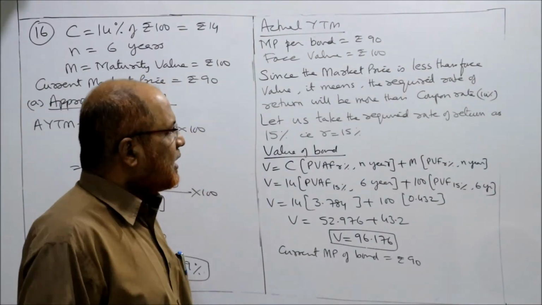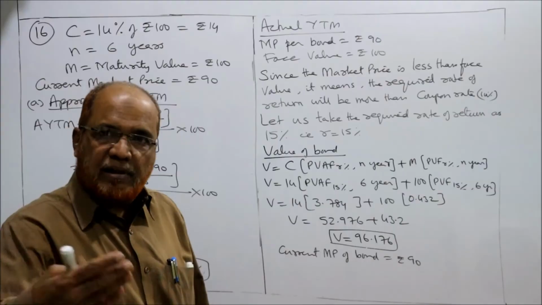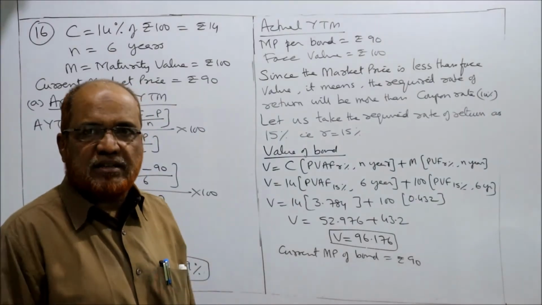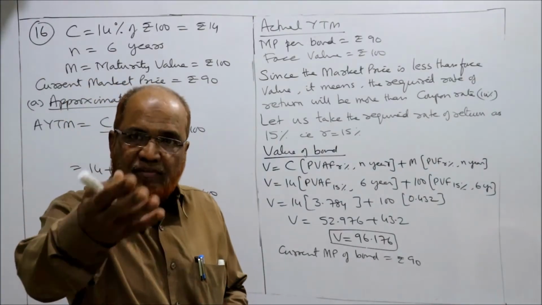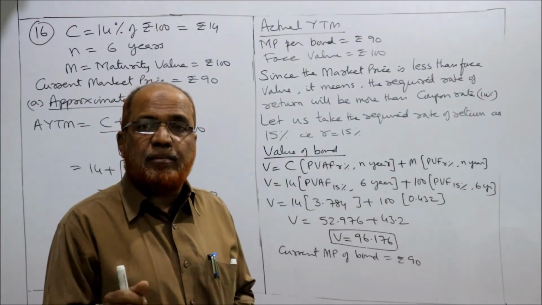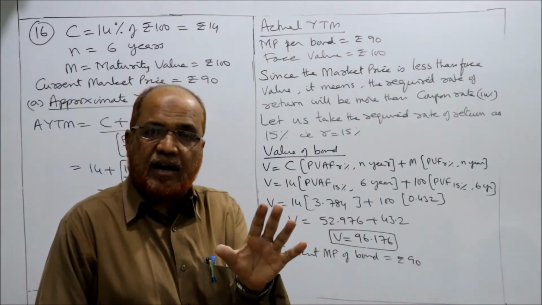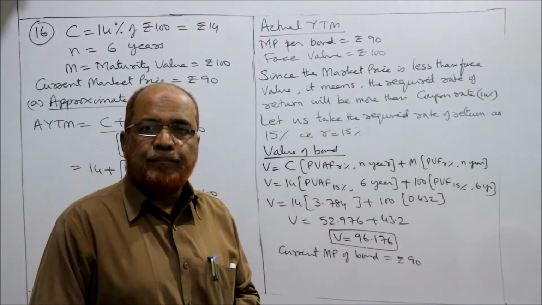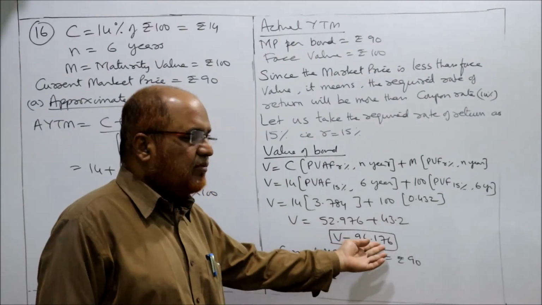अब कितना रेट इंक्रीज करेंगे, पहले 15 लिए थे, अब आर्बिट्ररी 17 लेंगे, 16 भी ले सकते हैं, अगर 16 से भी नहीं हुआ तो फिर 17 पे. ये ट्रायल एंड एरर मेथड है, एक रेट लेकर देखना, आ गया ठीक है, नहीं आया तो फिर बढ़ा. अब यहां पर नहीं आया हमको 96.176 आया.